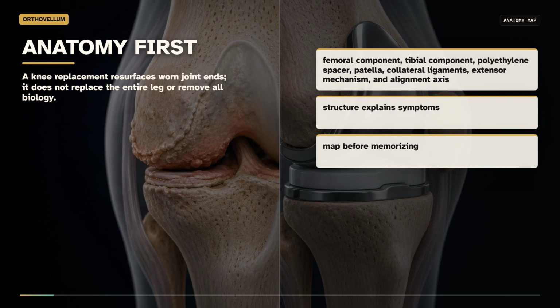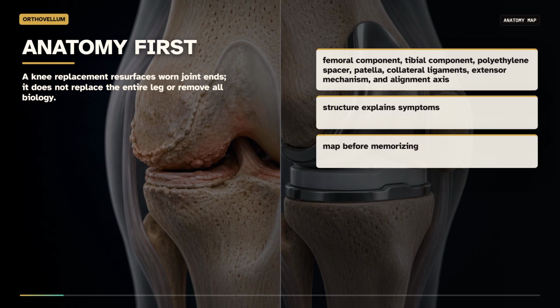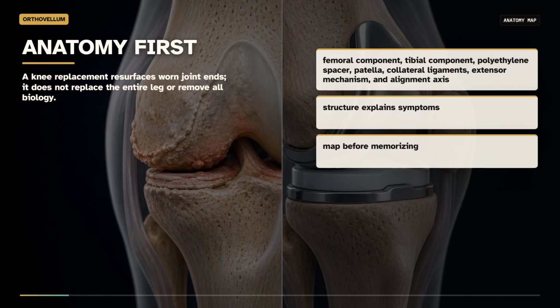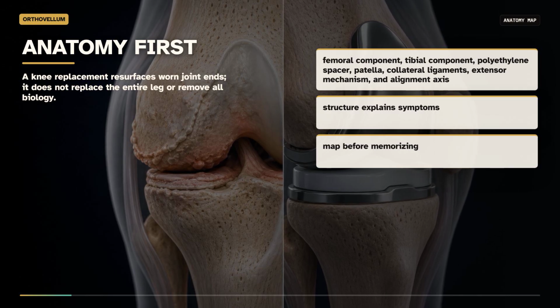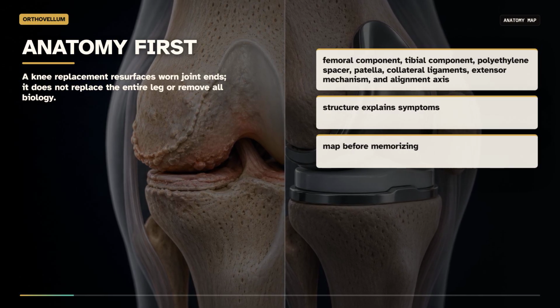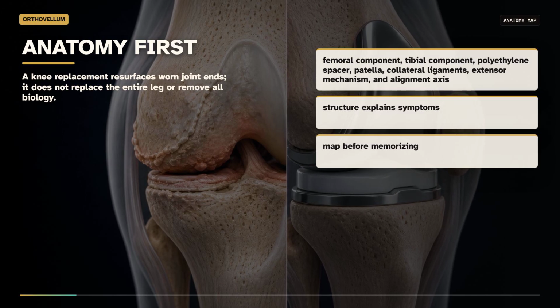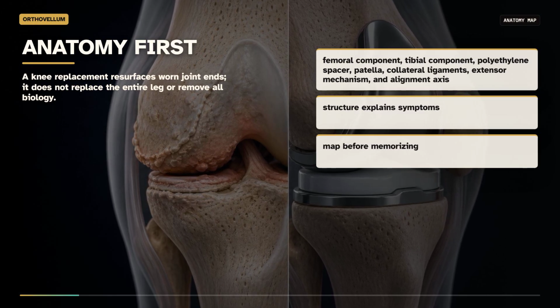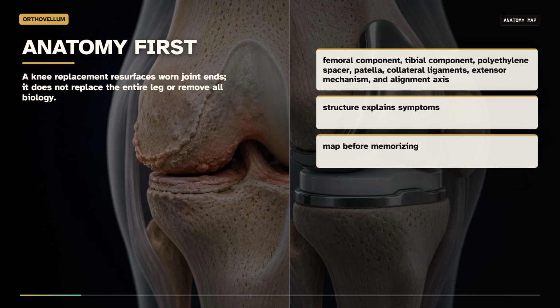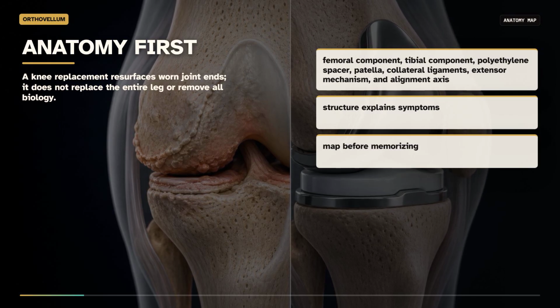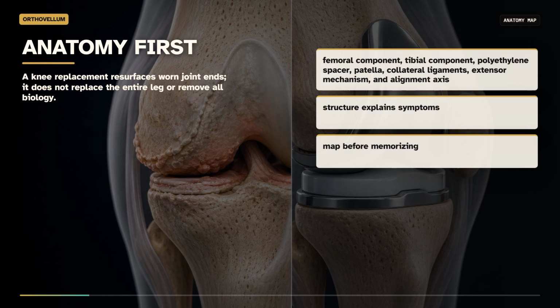Start with the anatomy. For total knee replacement, the important structures are femoral component, tibial component, polyethylene spacer, patella, collateral ligaments, extensor mechanism, and alignment axis. Do not memorize the picture as a list. Ask what each structure is trying to do when the person moves. In real life, the problem sounds like this: bone-on-bone arthritis, walking distance collapse, night pain, and uncertainty about when surgery makes sense. That story is the doorway into the diagnosis.